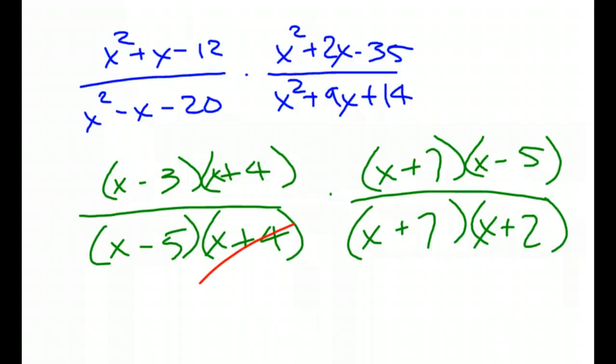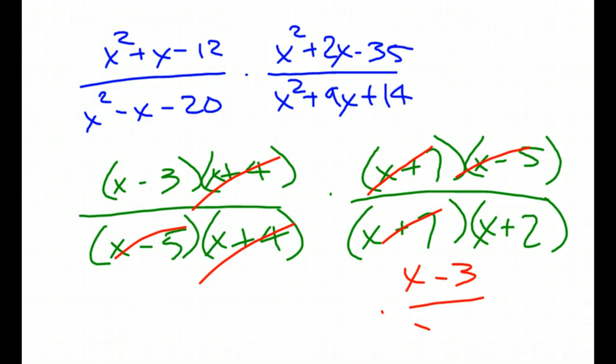Yeah. Now what we start doing is canceling. That's pretty. And our answer is x minus 3 over x plus 2. I like that.